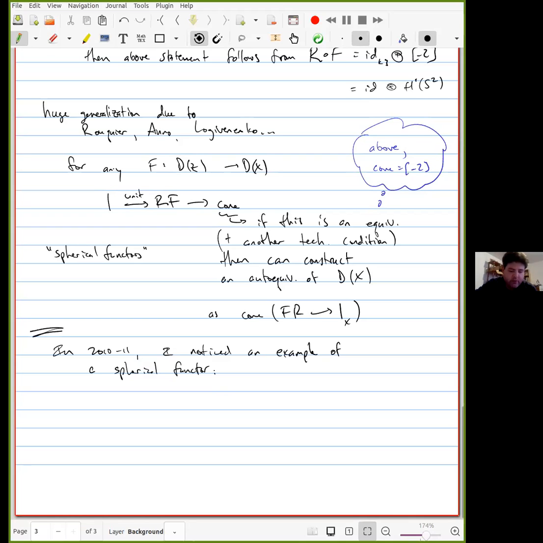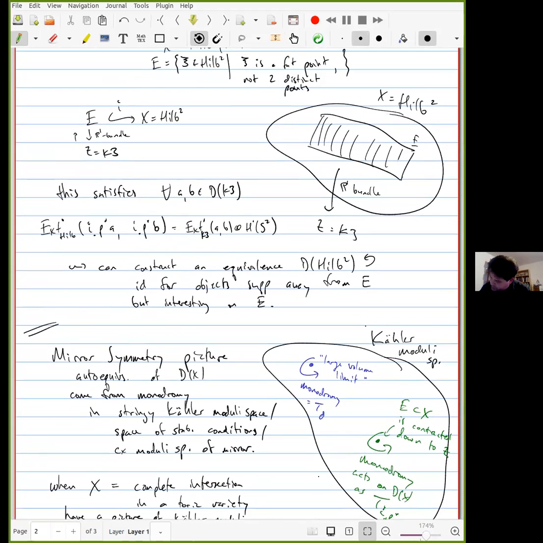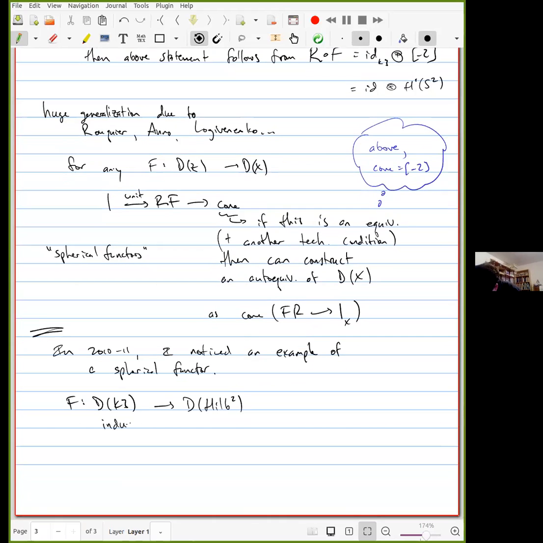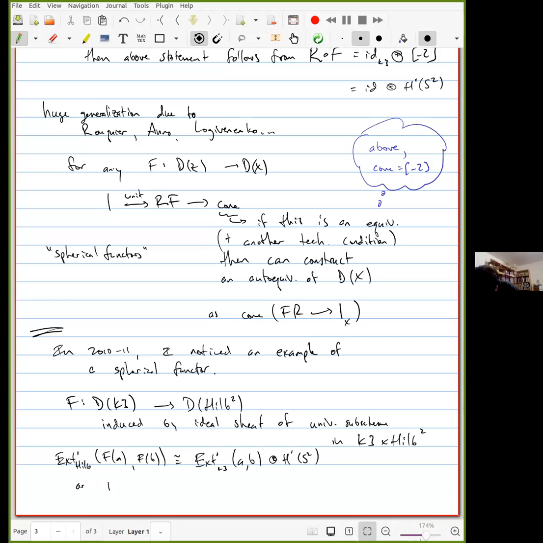If I take, let me get my notation right, F going from the derived category of the K3 surface to the derived category of the Hilbert scheme of 2 points on it. Not this geometric thing that we had before, but instead it's going to be induced by the ideal sheaf of the universal subscheme in the K3 cross Hilb 2. And again, we have this condition that Ext on the Hilbert scheme between F of A and F of B is Ext on the K3 surface between A and B tensor the cohomology of S2, or R composed with F is the identity plus shift by -2.